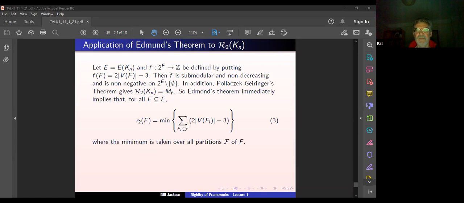Another question. So Will asks, which graphs are generically rigid for all D? So how common are graphs satisfying this condition?